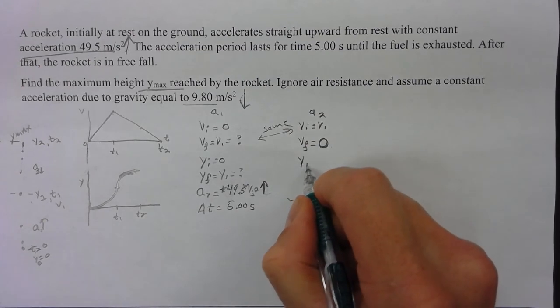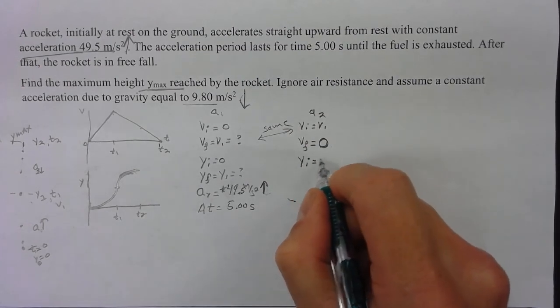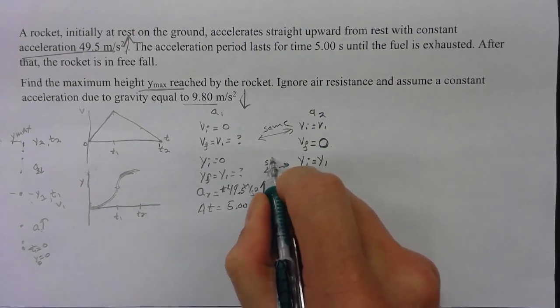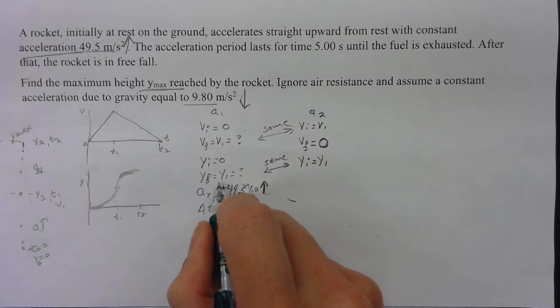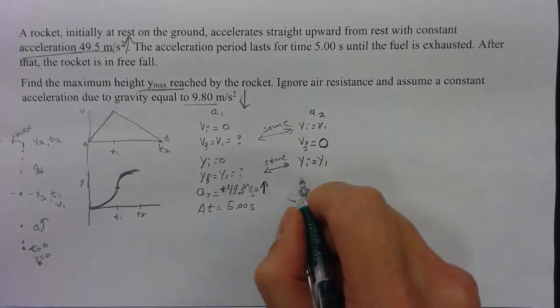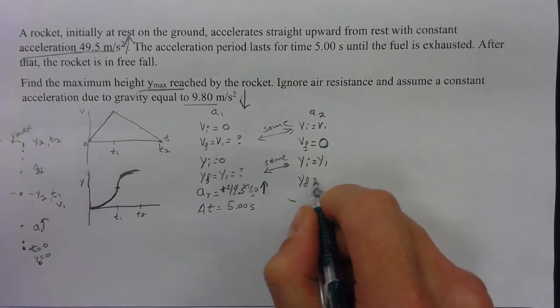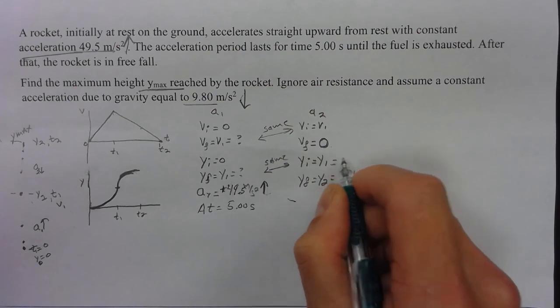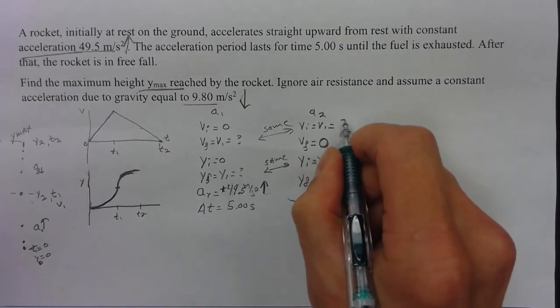The initial position for it is y1. These are the same. The final of the upward acceleration phase is the initial of the free fall phase. Y final, that's my y2, and that's what I want to find. These I don't know yet.